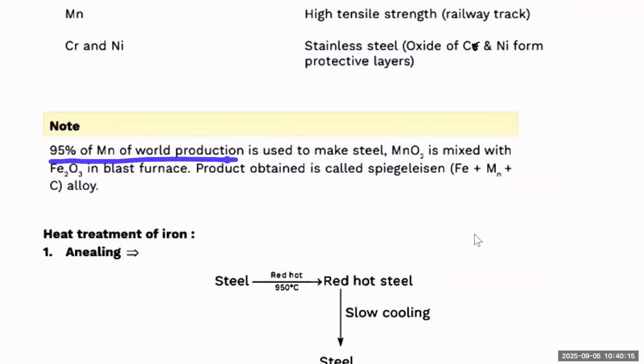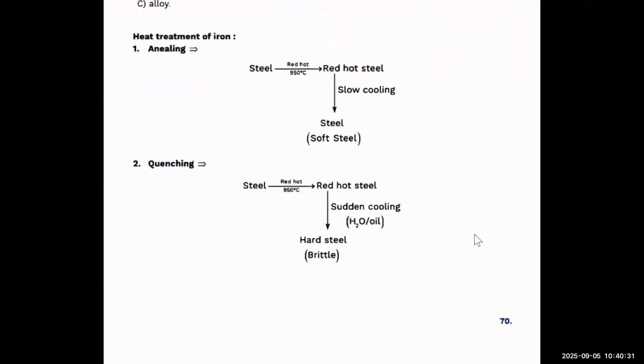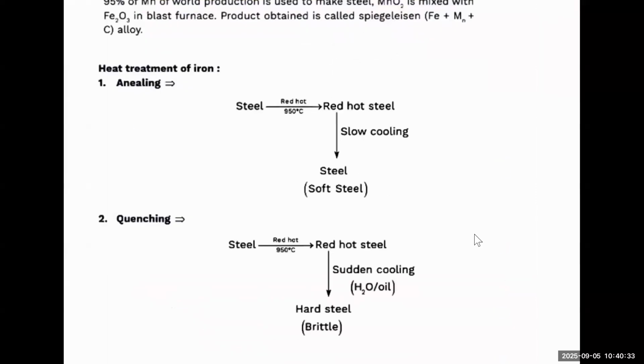See, 95% of the manganese in the world is used in making steel. MnO2 is mixed with Fe2O3 in a blast furnace. The product obtained is called Spiegeleisen, or spiegel steel alloy. See, iron has mainly three types of treatments here.